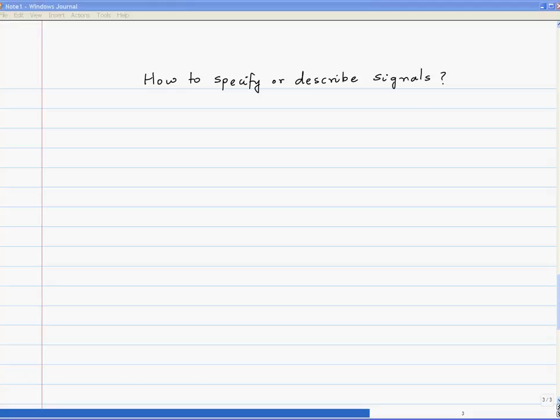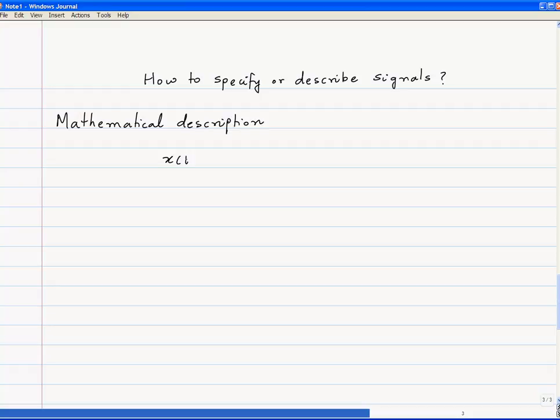Or I could tell you what this function actually is. Okay, so one of the ways in which we will use a lot in this class is to actually write a mathematical expression for x of t. So say we can have a mathematical description. So for example, we can say x of t is sine 2 pi times 100 times t, or let's say 200 pi t. Okay, so this is a description of a signal.